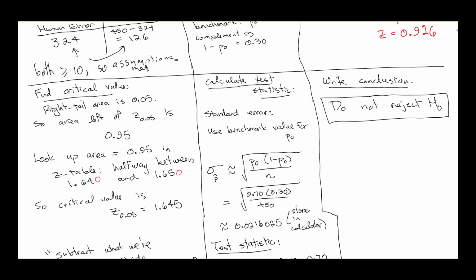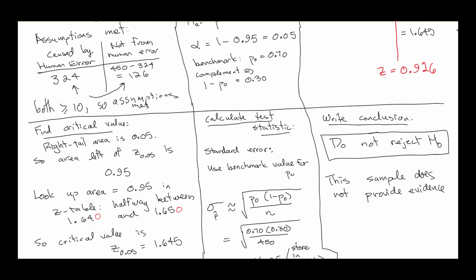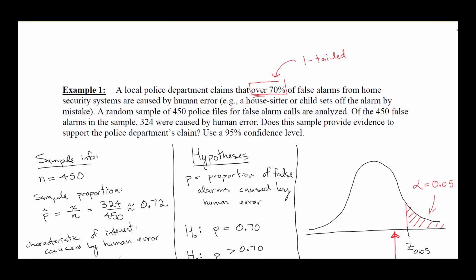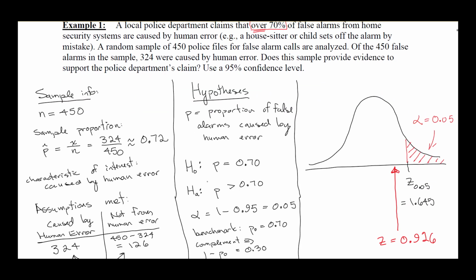And then we want to also write it out in words. So basically what this tells us is that this particular sample does not provide evidence. And since we had a claim from the police department here, let's go back and see if we can reread that. So what is our claim by the police department? That over 70% of the false alarms are caused by human error. So look, that's my alternative hypothesis, right?